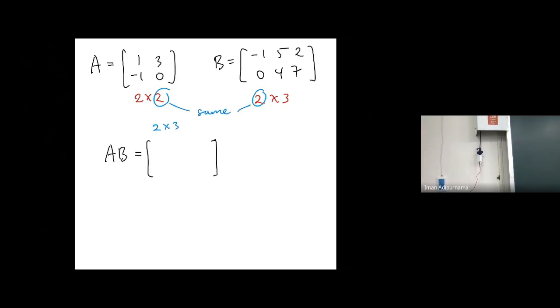So 1, 3, and negative 1, 0. 1 multiplied by negative 1 is negative 1 plus 3 times 0 is 0. So negative 1 plus 0, negative 1. Okay, so this part negative 1. You can fill going down or going right. Let me go down first. Negative 1 times negative 1 is positive 1. 0, 0, 0, so it's just 1 here.